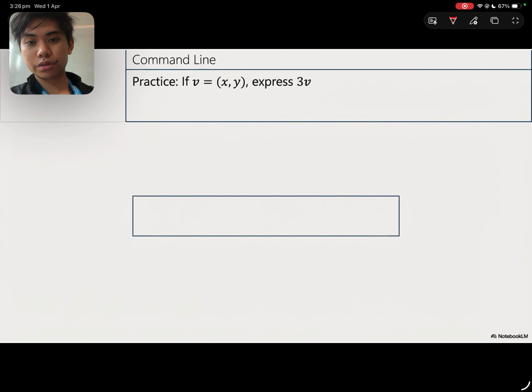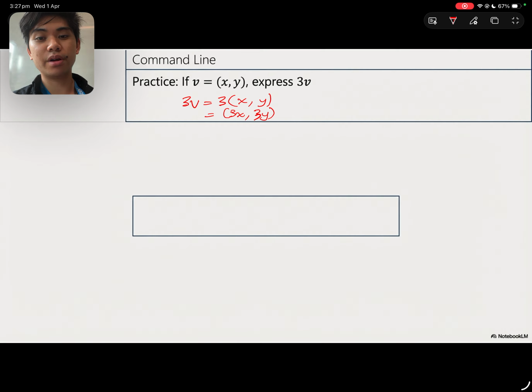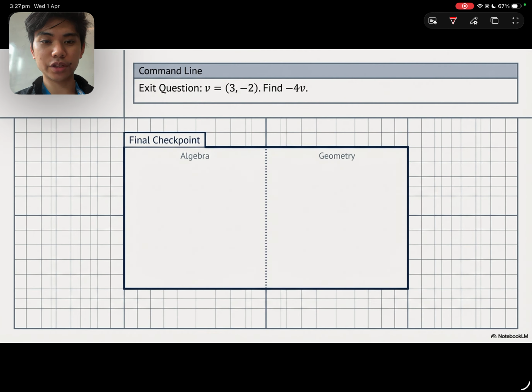Right. So again, this is sort of like using algebra now. So 3v will just be multiplying each component there, right? So that's going to be equal to 3x, comma 3y. Okay, we are just changing the scalar quantity or the number within each component. Right, so this is our exit question. If v is equal to 3 comma negative 2, then find negative 4v. Okay, and we need to have both an algebraic solution and a geometric solution.